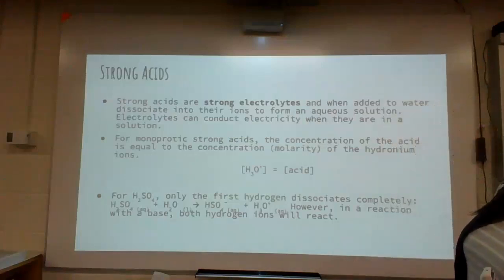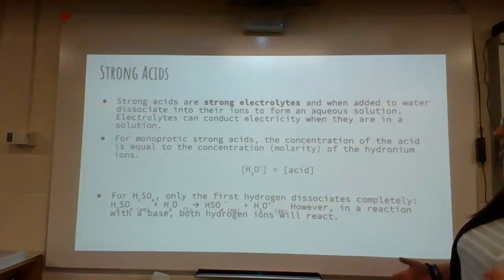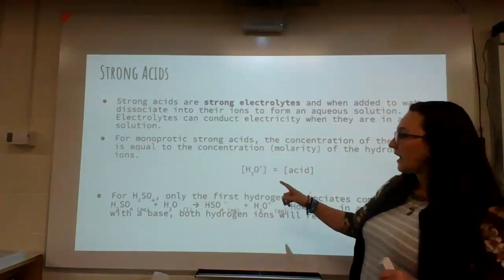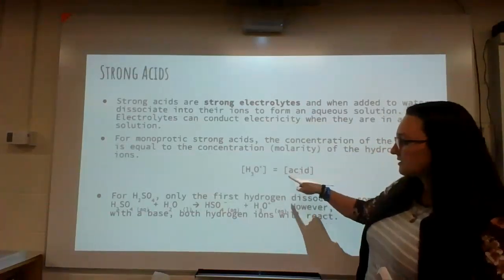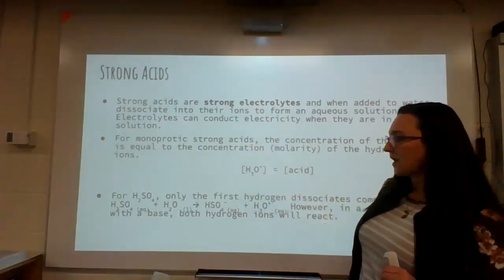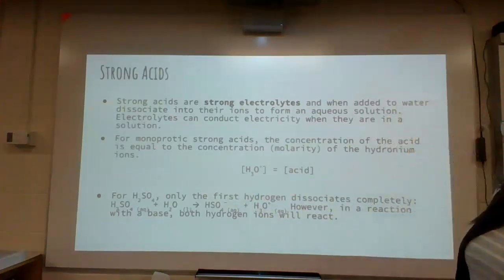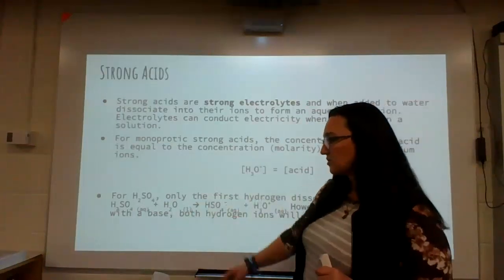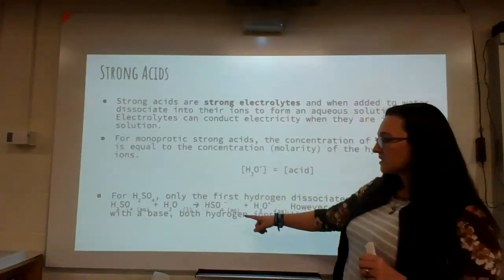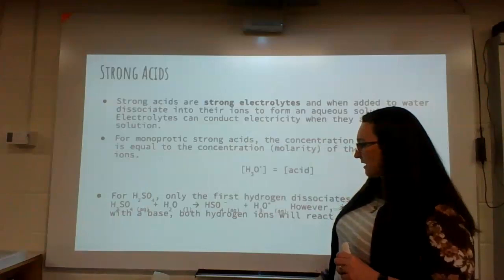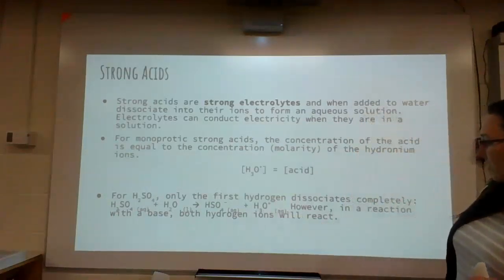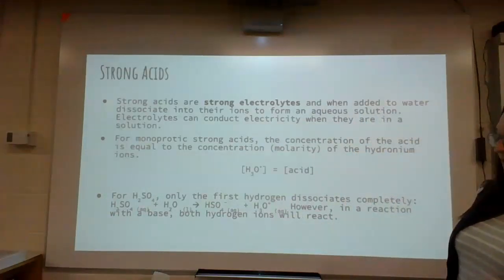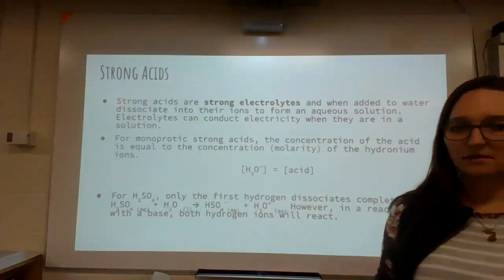So for monoprotic strong acids, the concentration of the acid is equal to the concentration or molarity of the hydronium ions. So concentration of the acid equals the concentration of the hydronium ions. For H2SO4 only, the first hydrogen dissociates completely according to the reaction H2SO4 plus water yields HSO4 negative plus hydronium. However, in a reaction with a base, both hydrogen ions will react.